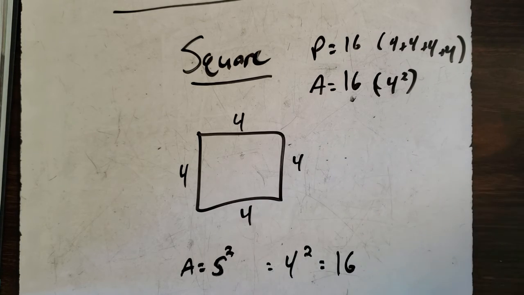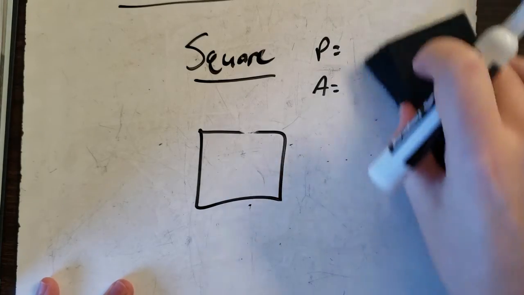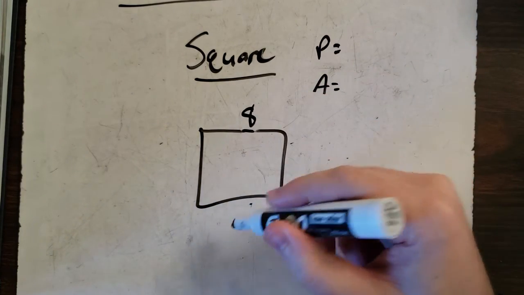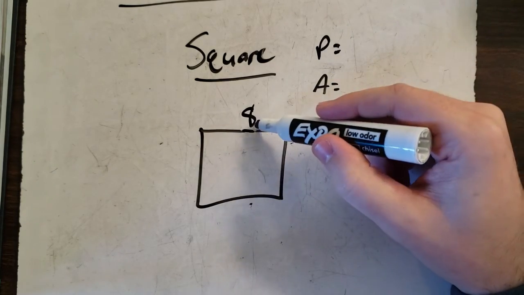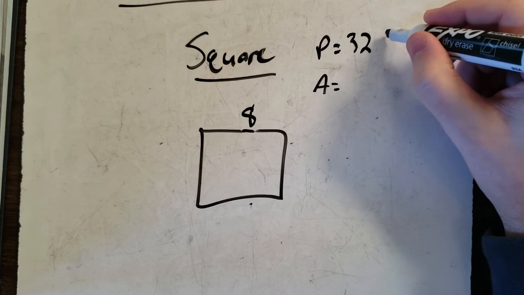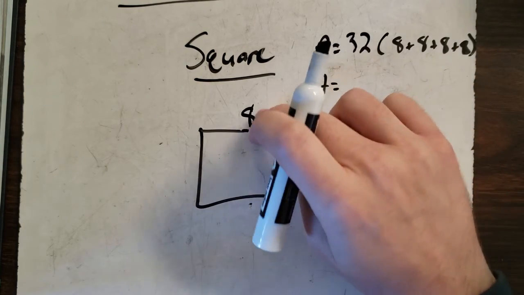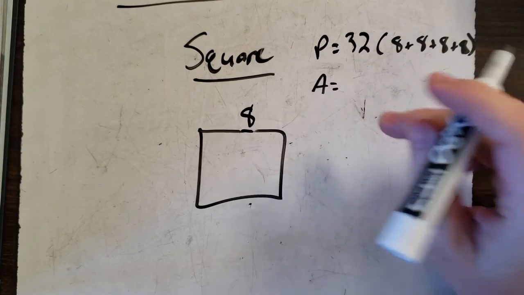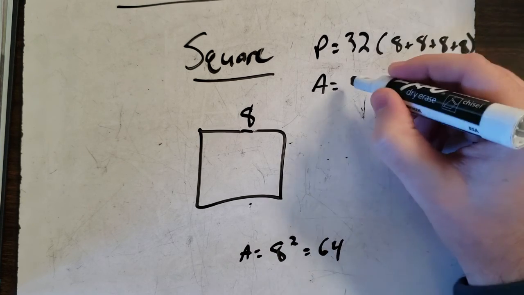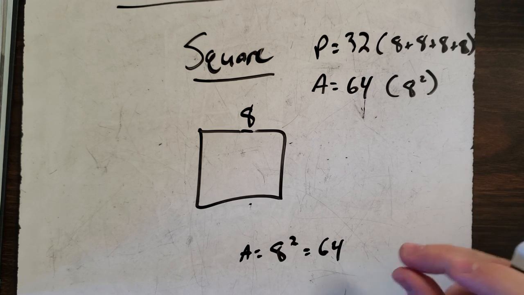Now let me show you a different example before I move on, with a different number. Let's say I use 8. So our side is 8, which means it's 8 here, 8 here, 8 here, 8 here. So our perimeter, add up all the sides. 8 plus 8 plus 8 plus 8, or 4 times 8, is 32. Our area is the side squared, so A equals 8 squared, and 8 squared we know is 64. So our area is 64. It's pretty simple for a square, and that's all there is to it.